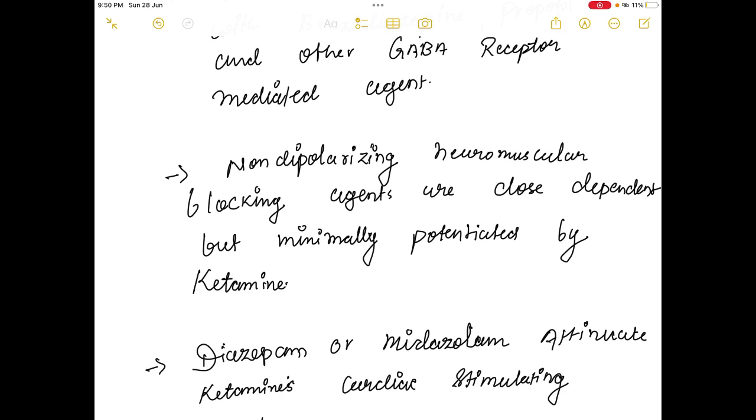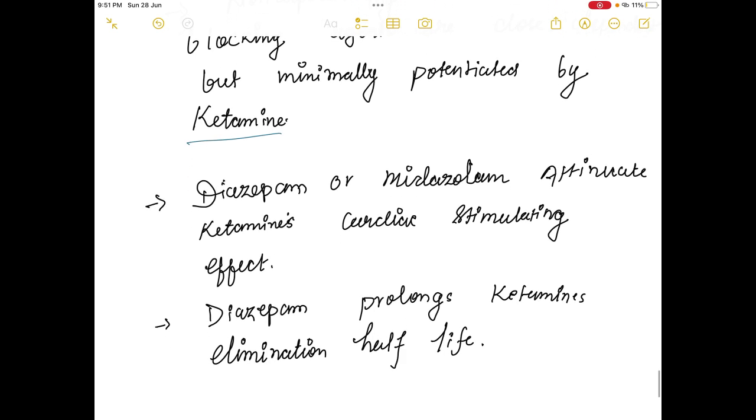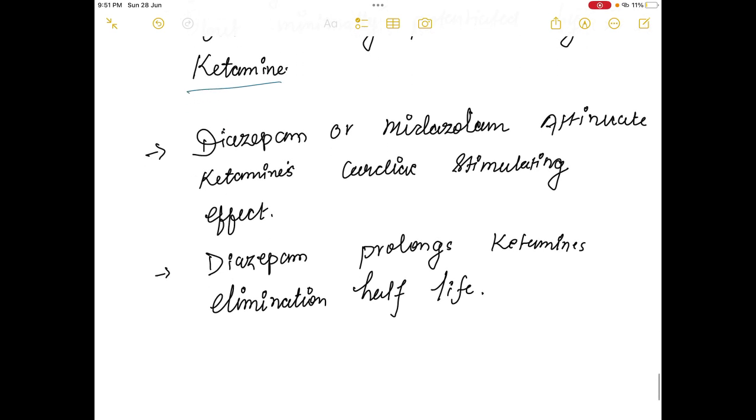Depolarizing neuromuscular blocking agents are dose dependent but minimally potentiated by ketamine. Non-depolarizing neuromuscular blocking agents are dose dependent, but ketamine can potentiate them. Diazepam or midazolam attenuate the cardiac stimulating effect of ketamine. Diazepam prolongs the ketamine elimination half-life.